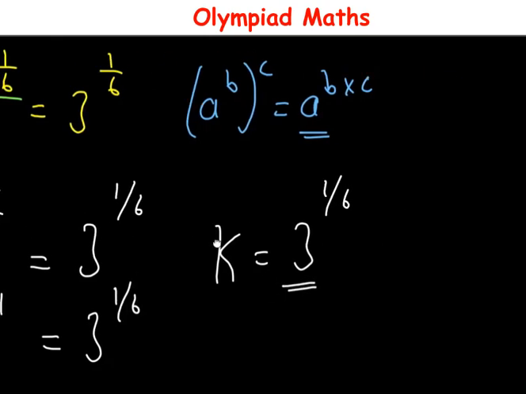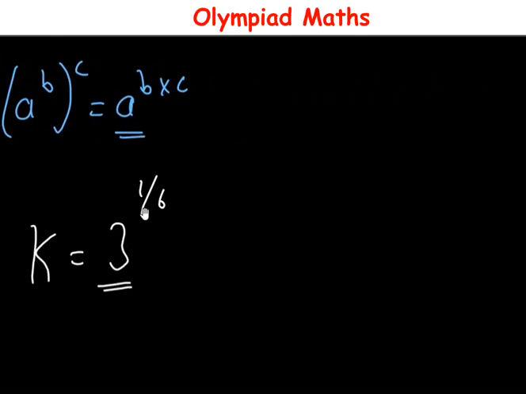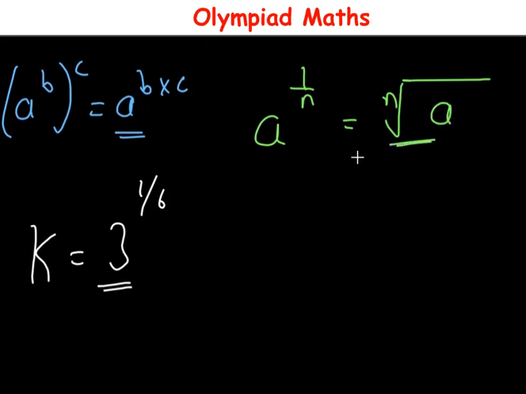But the value of k as 3 raised to power 1 over 6 can still be simplified further by making use of this principle: if you have a raised to power 1 over n, this equals the nth root of a. Applying this rule, it can be written as the sixth root of 3. So the value of k can be written as this also.